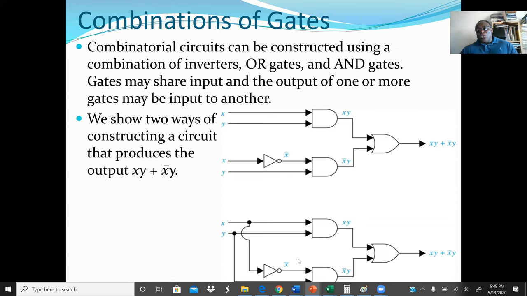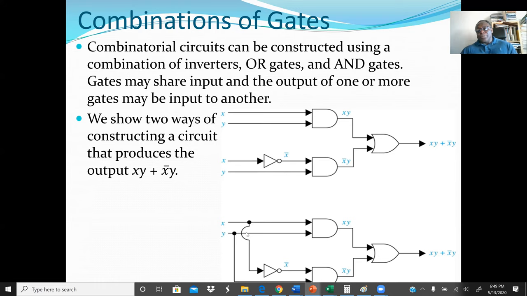And the second one also, we have input of X and Y again. And also we are using the same input of X and Y, but we invert the X to get X invert. Then we get X invert Y plus XY. So these two circuits again, they are the same. The difference that you can see here is how we tap the input of X and Y.